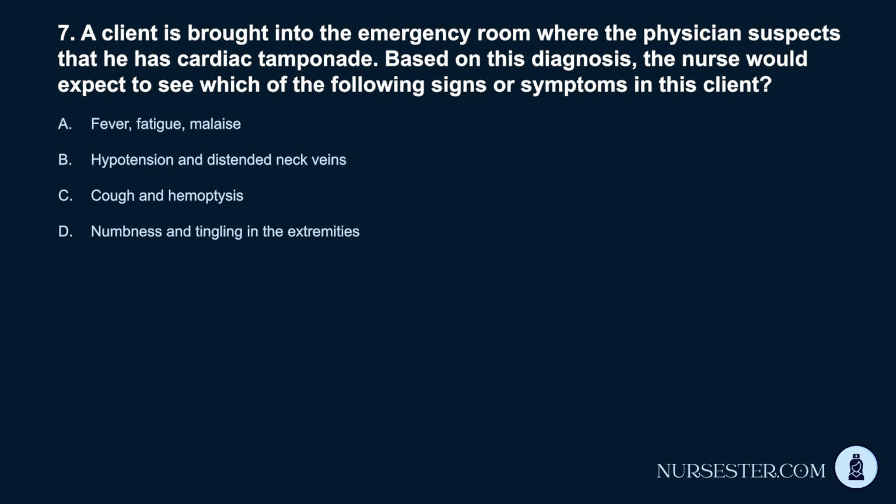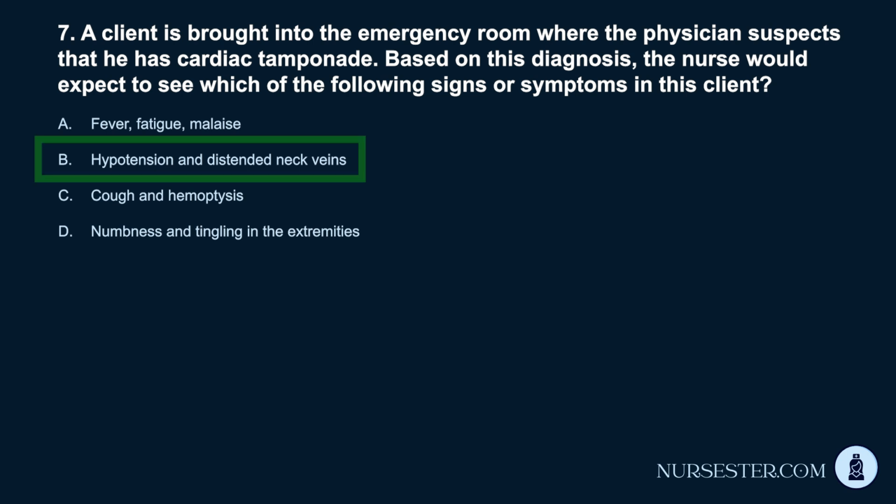7. A client is brought into the emergency room where the physician suspects that he has cardiac tamponade. Based on this diagnosis, the nurse would expect to see which of the following signs or symptoms in this client. A. Fever, fatigue, malaise. B. Hypotension and distended neck veins. C. Cough and hemoptysis. D. Numbness and tingling in the extremities.